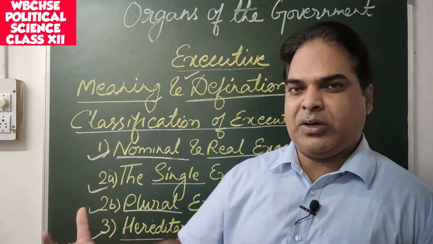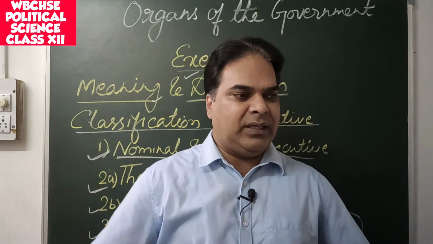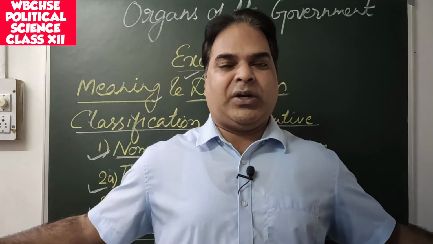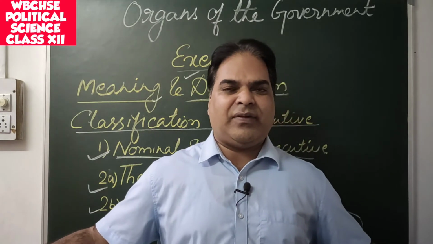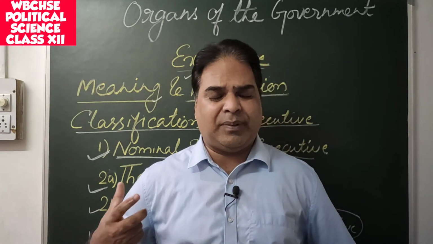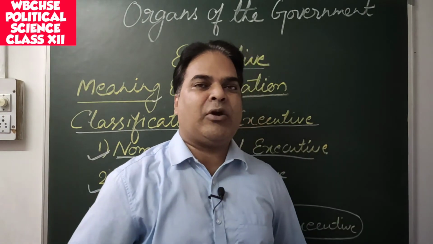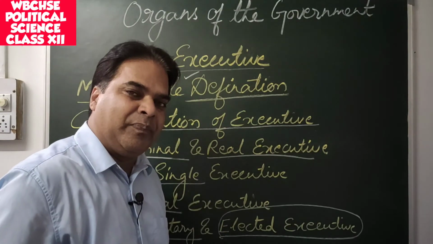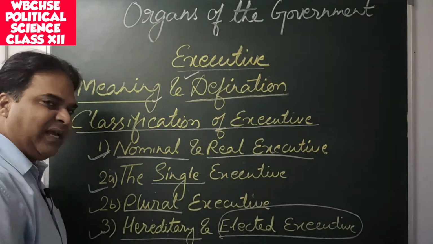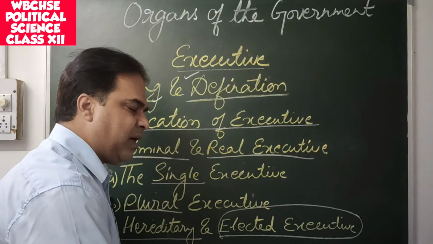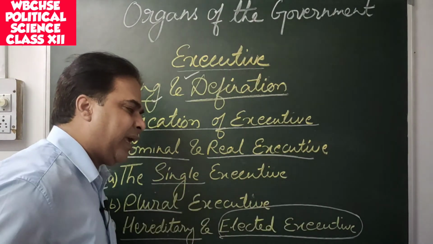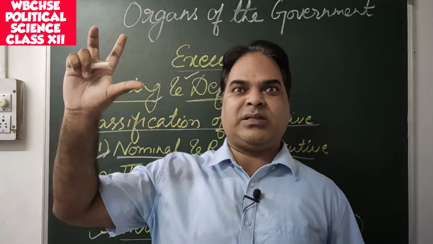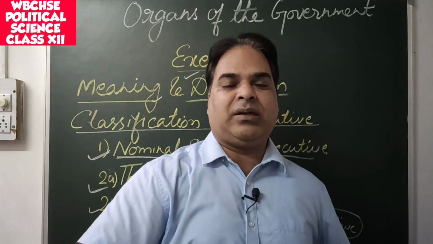Suppose I am the prime minister of our country. If I resign, if I die, or if anything happens to me, and the prime minister's chair remains vacant, my son cannot become the prime minister. That is not possible in an elected executive. That is possible only in a hereditary executive, where I can nominate, I can decide that after me my son will be the prime minister. In a monarchical system, the Raja was there, and after the death of the Raja, his son became the ruler.